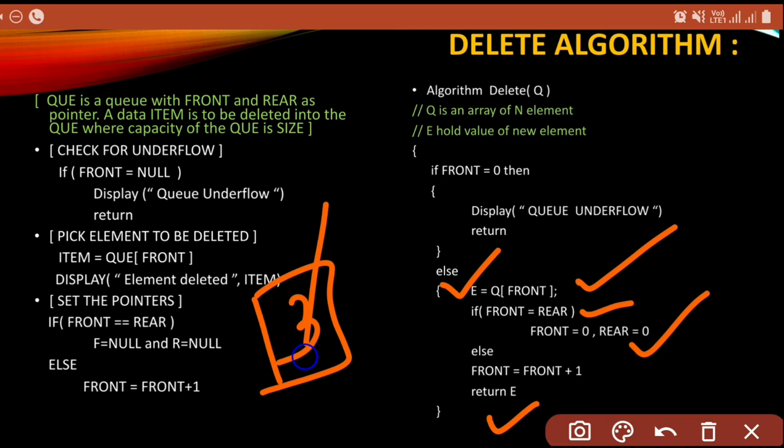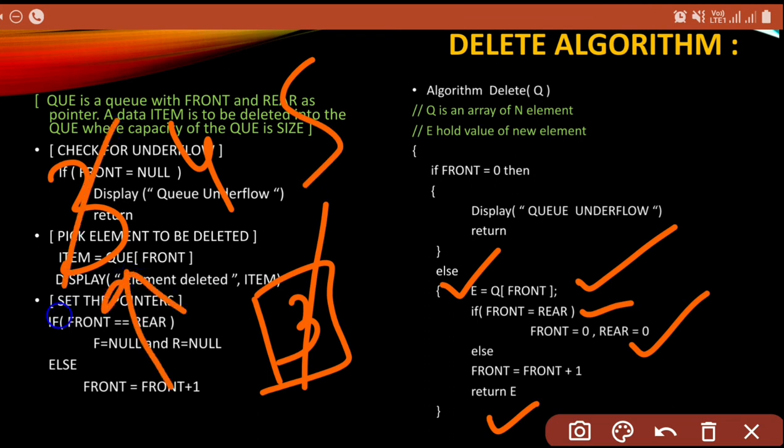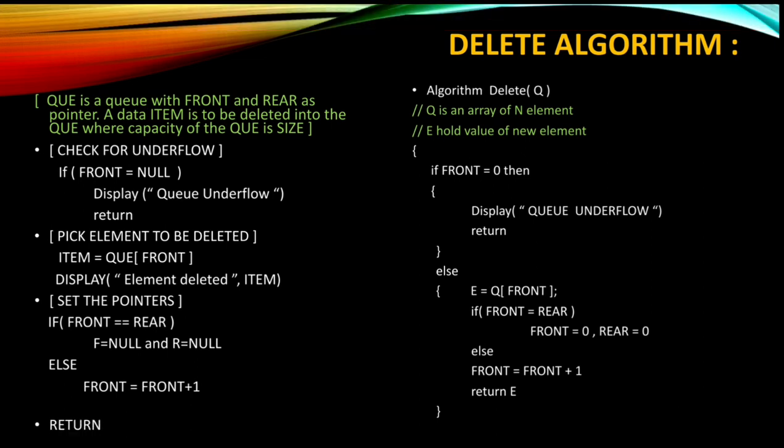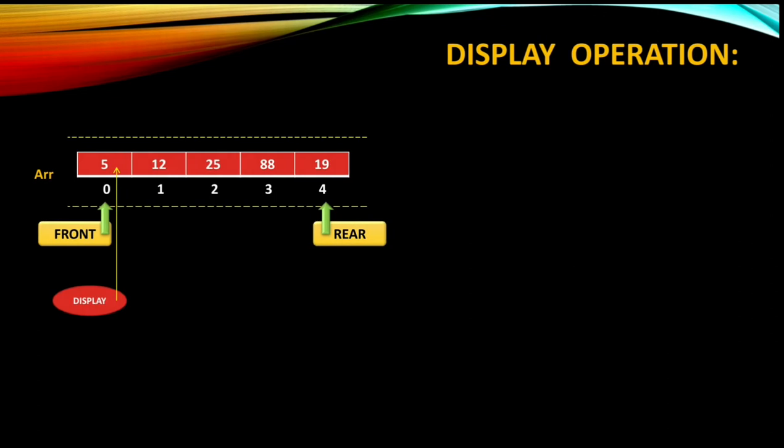If we are having more than one element, then we have to delete an element from the front location, and then front should be increased by 1. That's why the else part contains front is equal to front plus 1. In this way you have to write your program and then end it. Now moving further with the display operation. Now you are having an array, a full array, to display.